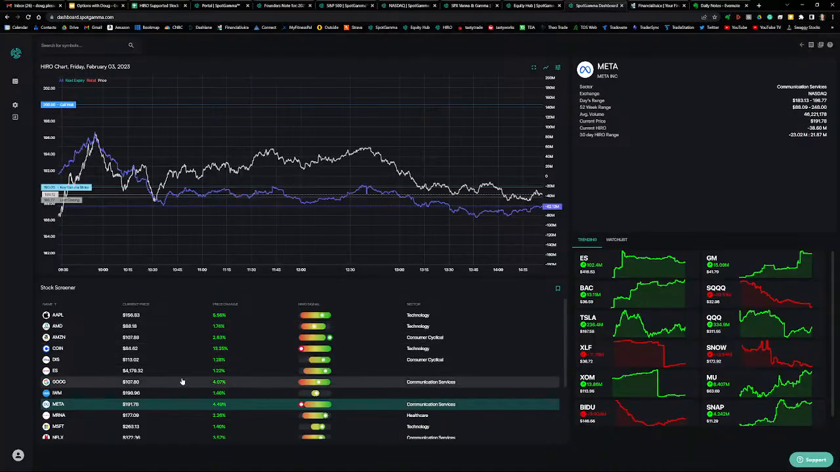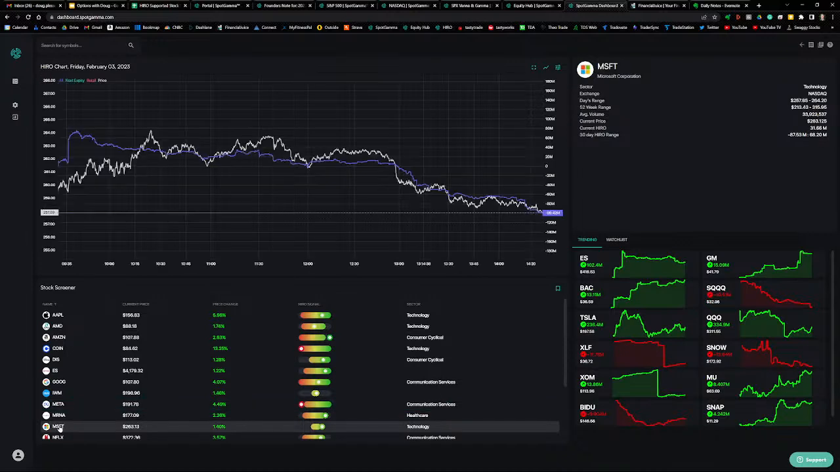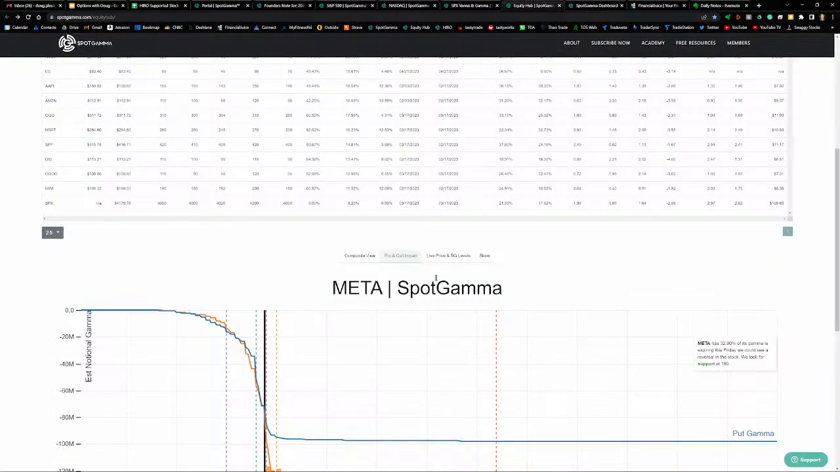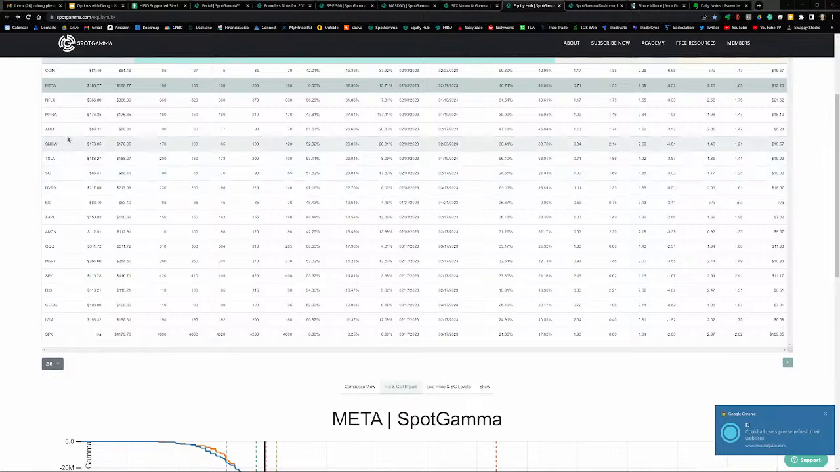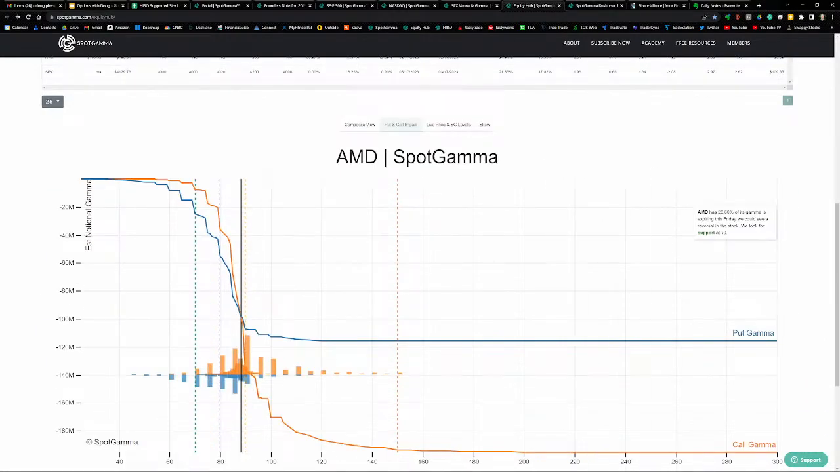And the next stock that I want to take a look at. Oh, one other thing that I wanted to point out for Meta was this note here. Over on the right of this put call impact chart, Meta has 32.9% of its gamma expiring this Friday. We could see a reversal in the stock. Look for support at 180. And that same type of note was on AMD. 26.6% gamma expiring. We could see a reversal in stock. Look for support at 70.